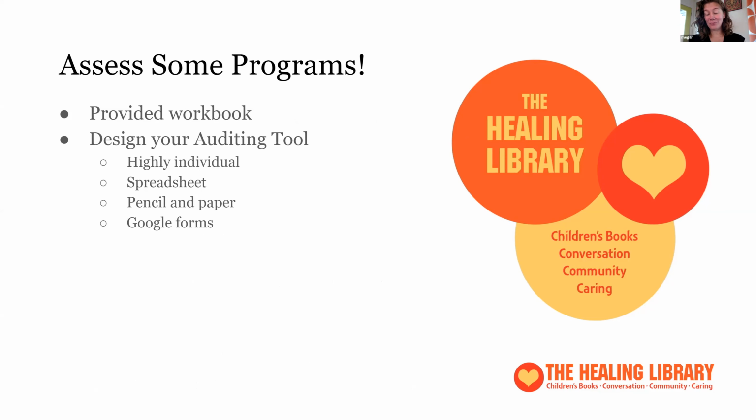Then you'll get to assessing some programs, and we're going to do this in just a minute. The workbook that I have sent all of you will help, definitely. It is a baseline. We're all super different. So as you go through this, you're going to be developing what we call an auditing tool. And it's highly, highly individual based on the size of your organization, based on the community you're working within, those SEL goals that you wind up determining. And it could be something like a spreadsheet. It could be as simple as a pencil and paper.